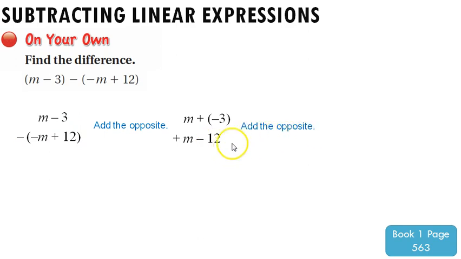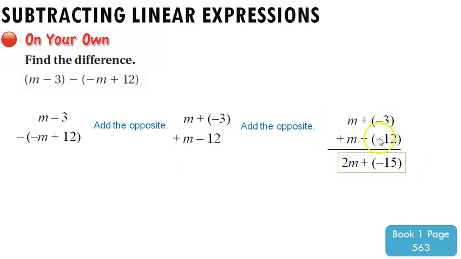Now we write it as add the opposite for this minus problem on the bottom. The first portion remains the same at the top, m plus negative 3, but the bottom one will become m plus negative 12. At this time, we will combine like terms. M plus m is 2m. Negative 3 plus negative 12 is negative 15. And since we know that adding the opposite is also coming from a subtraction problem, we can also have the final answer of 2m minus 15.